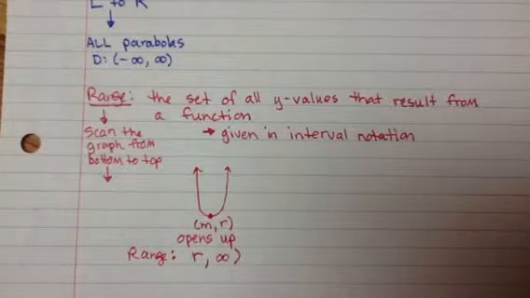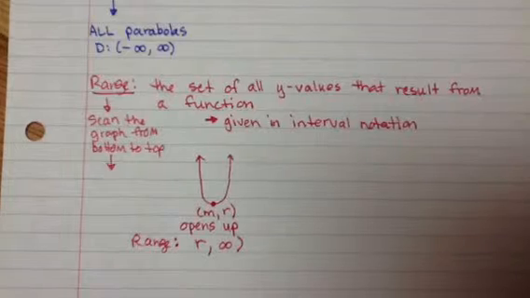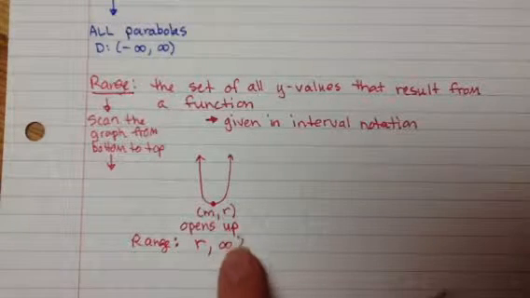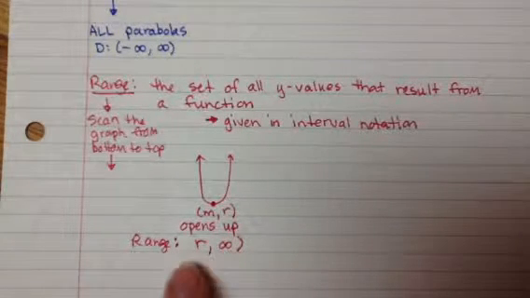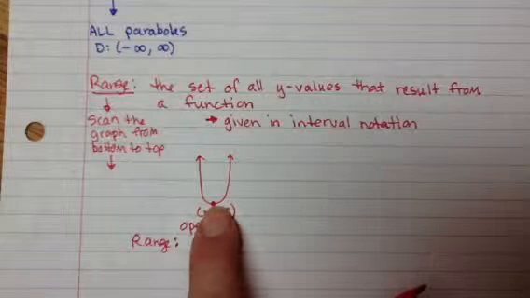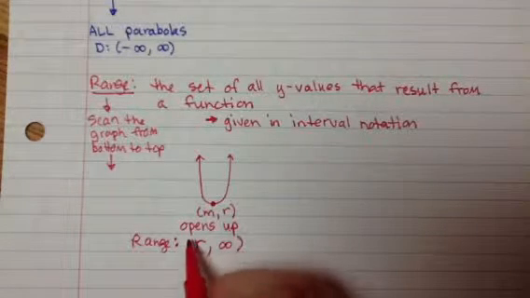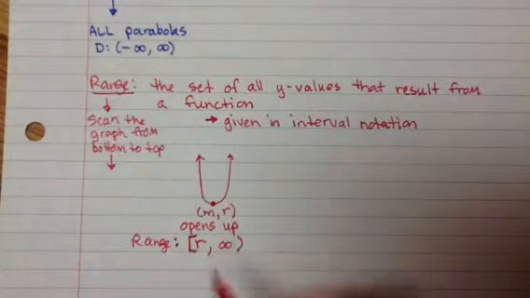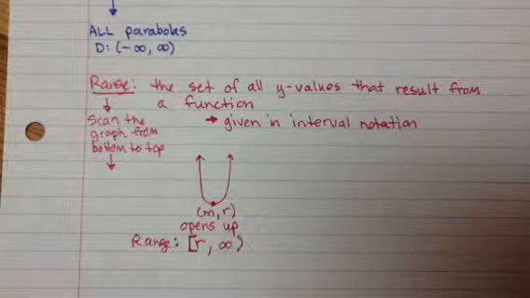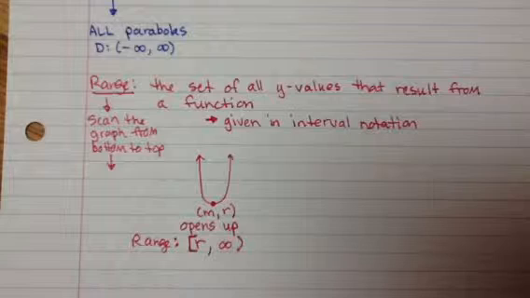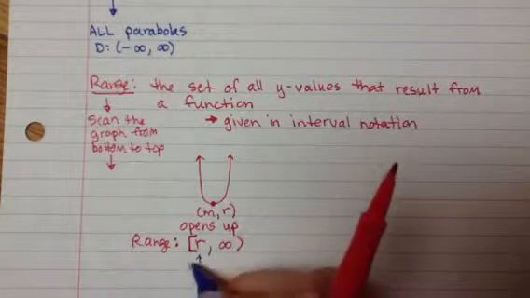In interval notation, the infinities always have open parentheses, and if you have a closed dot on your value, then it will have a closed bracket like that. So the range will be from R to infinity, and remember that R is the y value of the vertex.